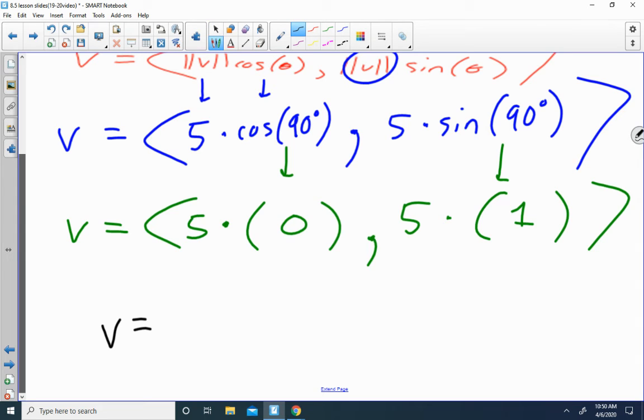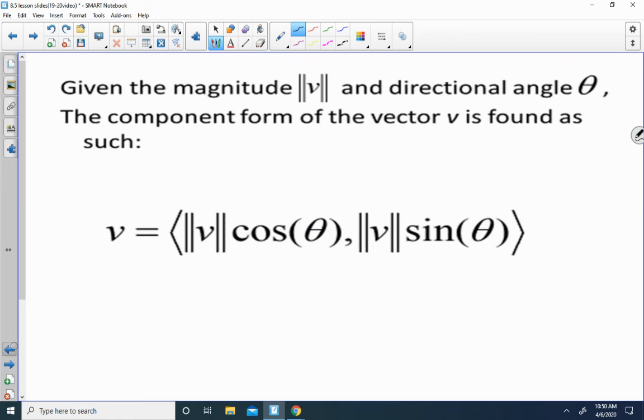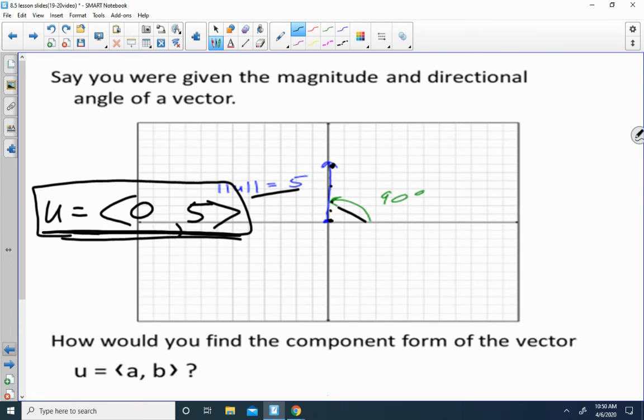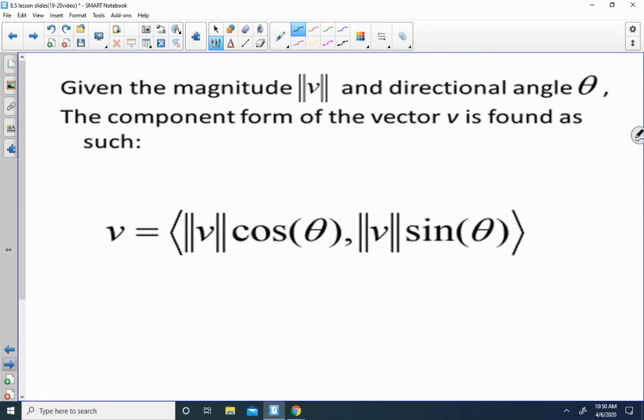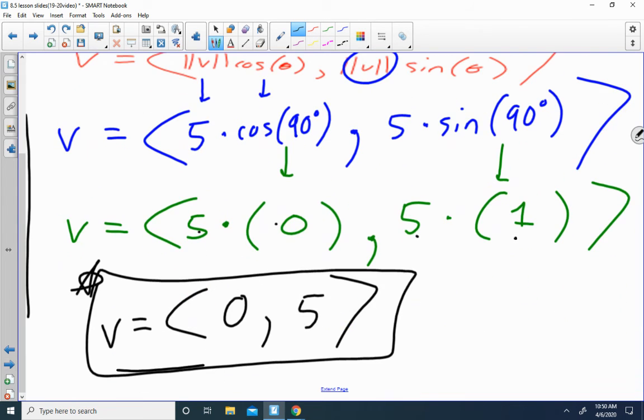So do the rest from there. First you do 5 times 0, which is just 0, and then 5 times 1, which is 5. And that is the component form of the vector. Check it out. That's the same component vector that we found by looking at the graph. So you know that this formula works because it got you the exact same component form.